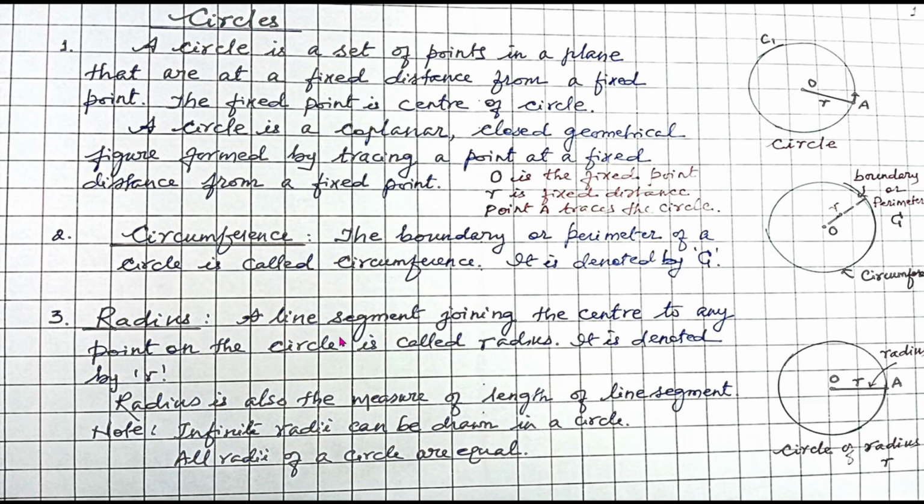Radius is a line segment joining the center to any point on the circle. Here O is the center and A is the point on the circle, then OA is the radius. Therefore, radius is a line segment joining the center to any point on the circle. Radius is also a measure of the length of the line segment OA, and radius is denoted by R.